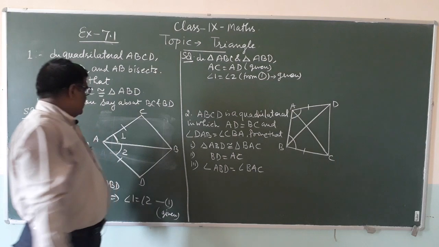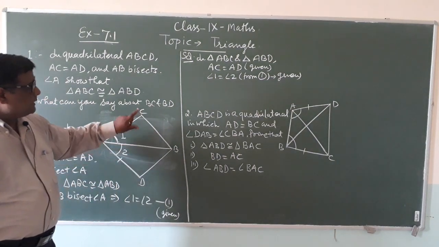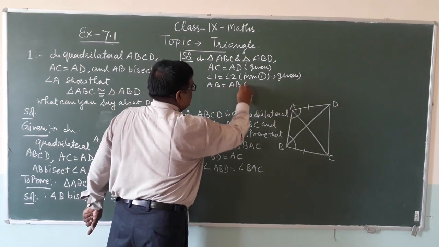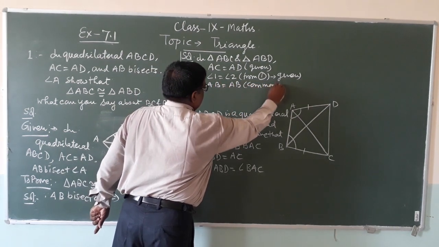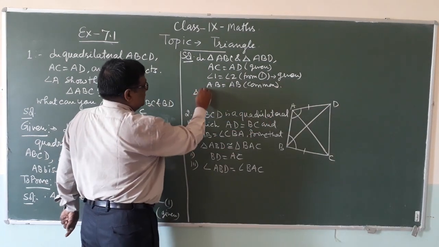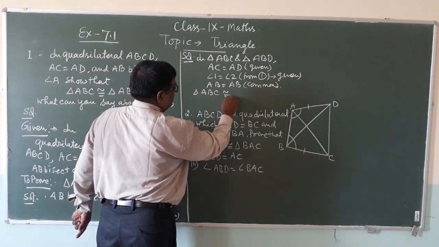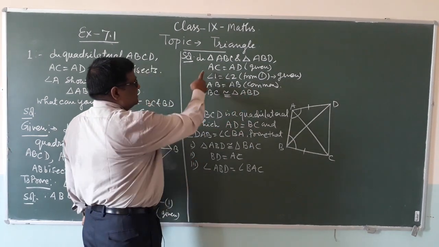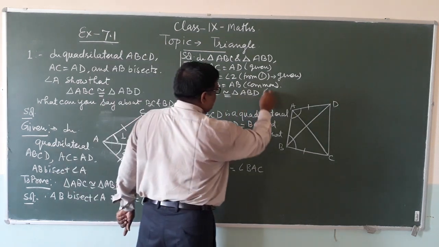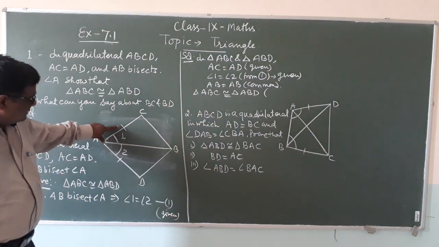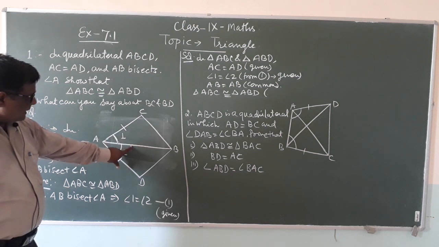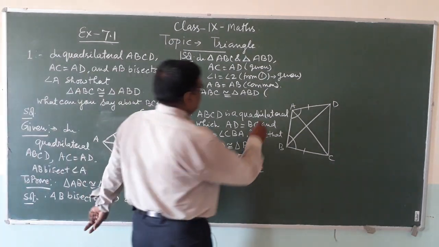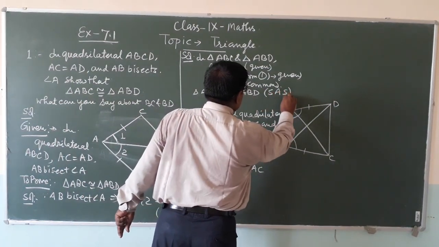And AB is common in both the triangles, that is AB is equal to AB, this is common. So triangle ABC is congruent to triangle ABD. This is side angle side. The first criterion is side angle side, where the angle is included between two sides. This criterion is known as side angle side.